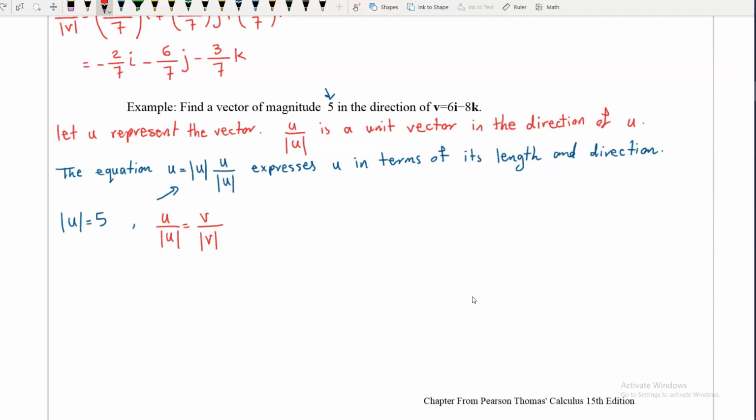And now finding the length of v, that is equal to the square root of, for v we had this part given, so there's 6 squared, plus we have nothing in between, so this is 0 squared, that's 0 times j, and plus (-8) squared. This is equal to the square root of 100, and that is equal to 10.